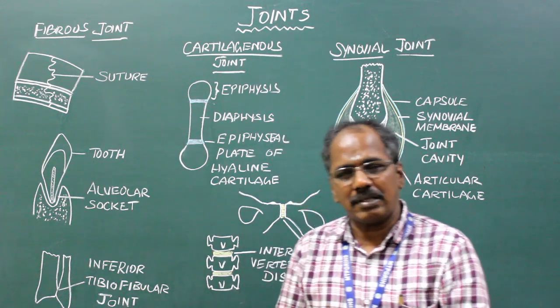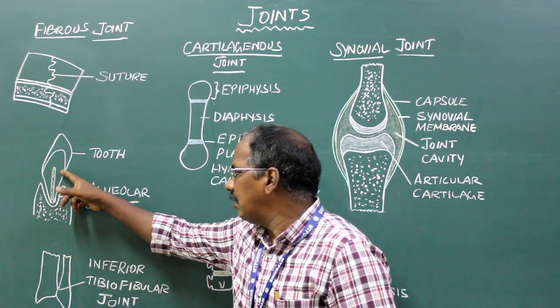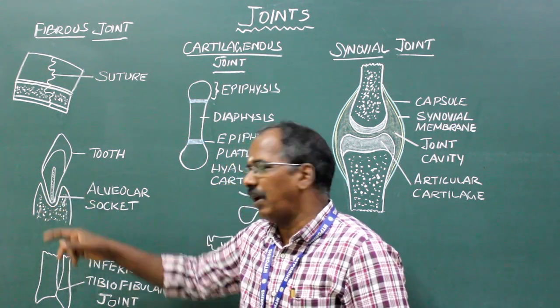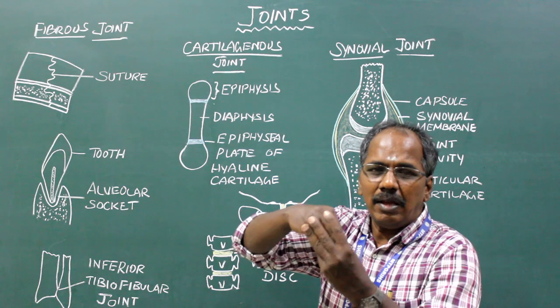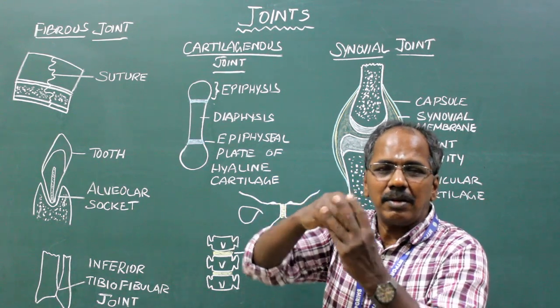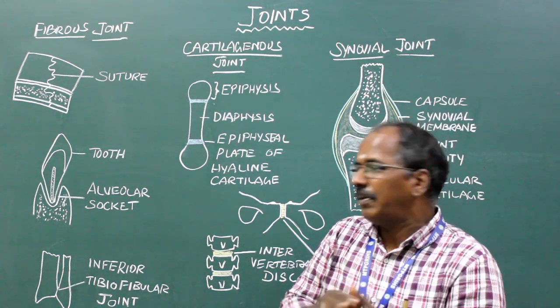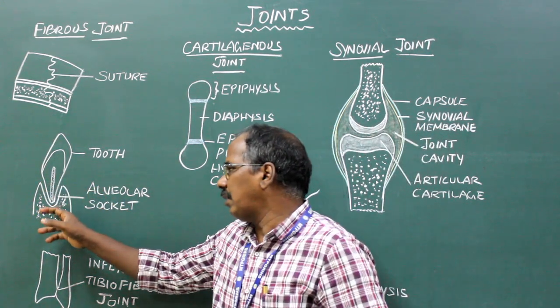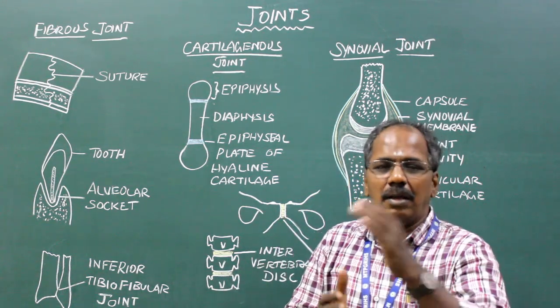Number two, gomphosis. In this type, a peg-like structure fits into a socket, and it is strongly supported by connective tissue fibers. Example, tooth and its socket, and it is firmly connected by the periodontal ligament.